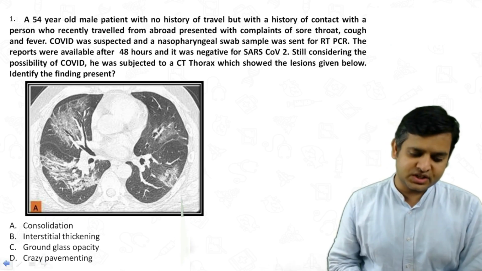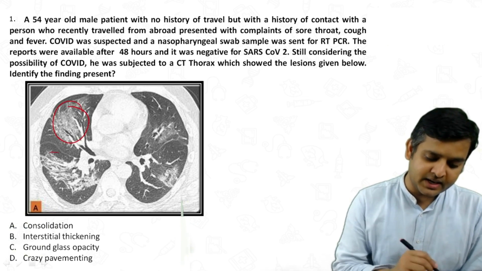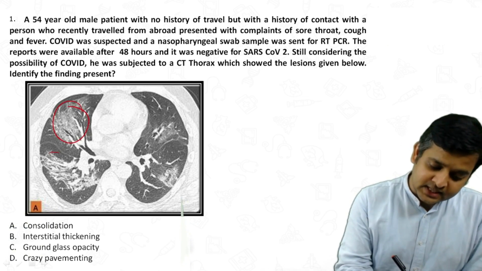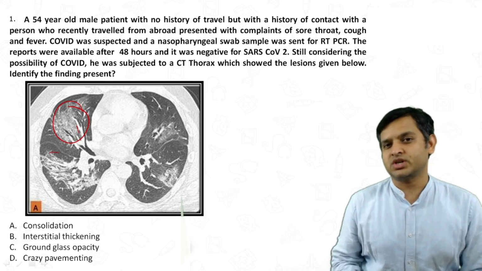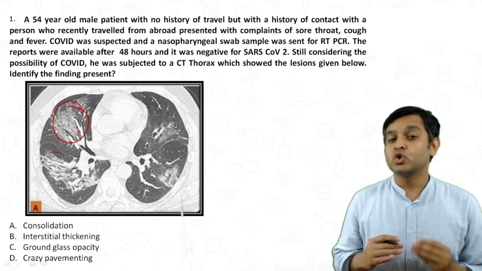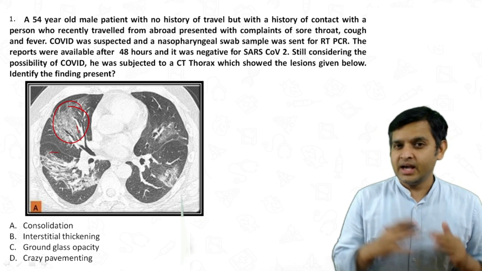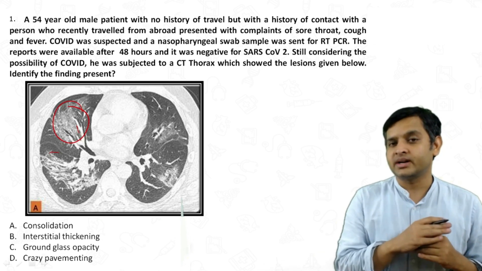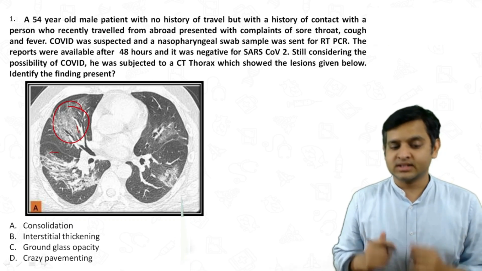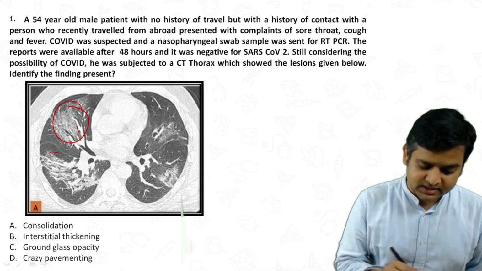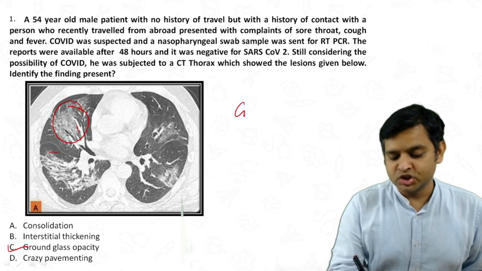So what do we see in this CT? These are areas of increased attenuation here and here, and the vessels are seen traversing through it. Please remember, areas of increased attenuation on CT scan could be consolidation, could be ground glassing. If the vessels are seen through it, it is ground glassing. If the vessels are not seen through it, it is consolidation. Since I can see the vessels, this is ground glass opacity, commonly called GGO.